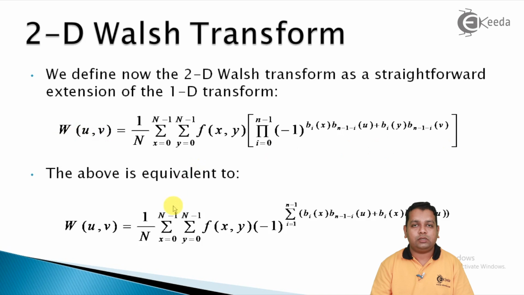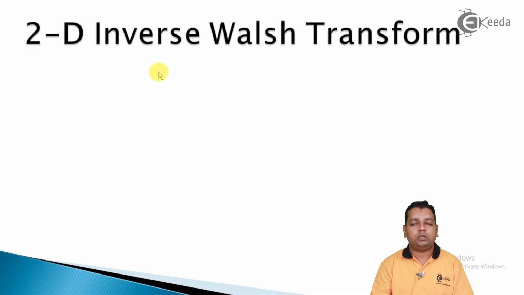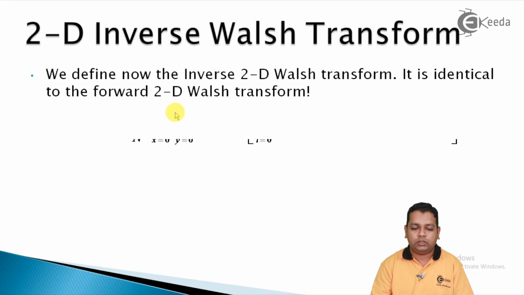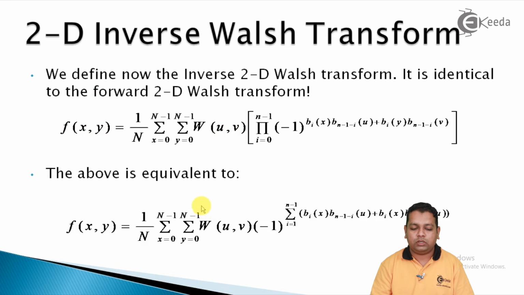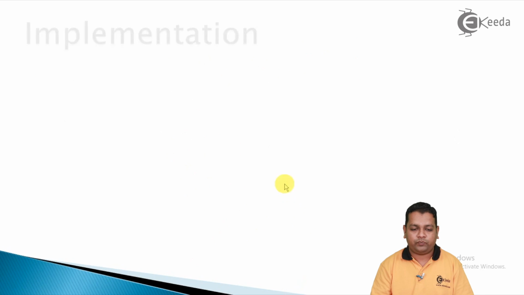Another two dimensional representation can also be given, where the kernel is represented in another way for the two dimensional transform. The inverse transform can also be given with this formula. F of x y will be the output in the spatial domain, where x and y are the two spatial coordinates, and u and v are the Walsh domain coordinates. So we have these two representations for the inverse Walsh transform in two dimensions.